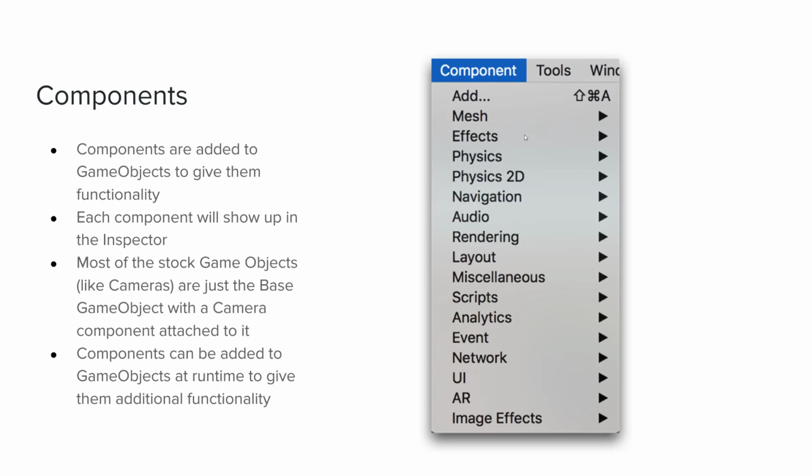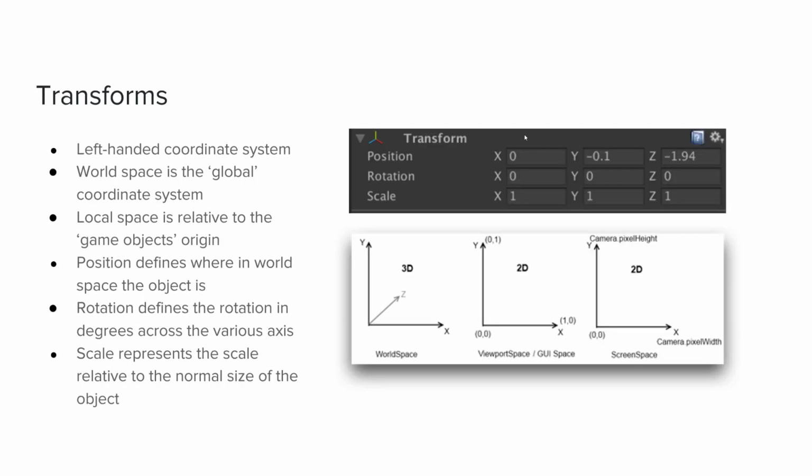Components. Now, components are things that you attach to game objects to give them functionality or behavior. So a transform is a component. With lights, all of the lighting attributes are all components. With audio, if something is playing a sound, there's an audio component, and that audio component will have things like, here's the sound that I'm playing.